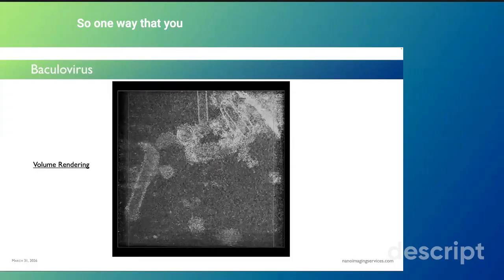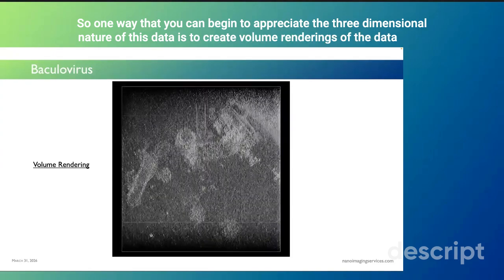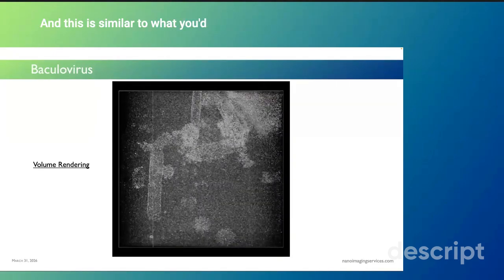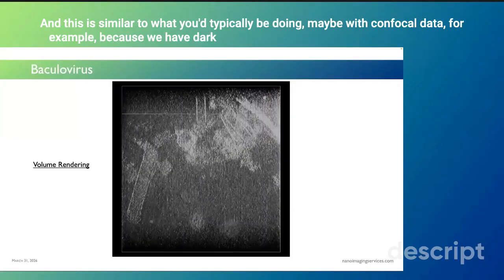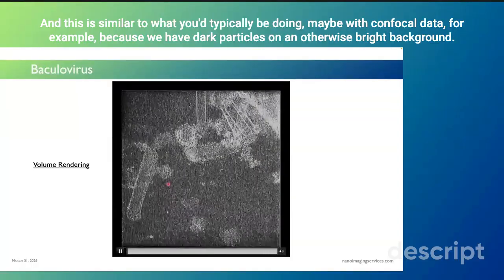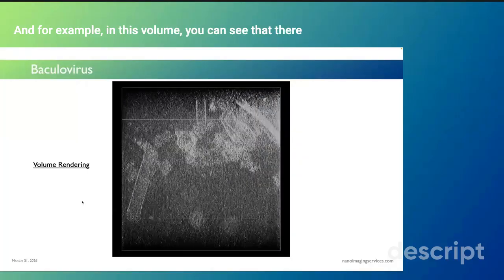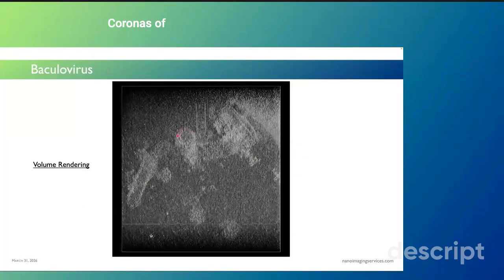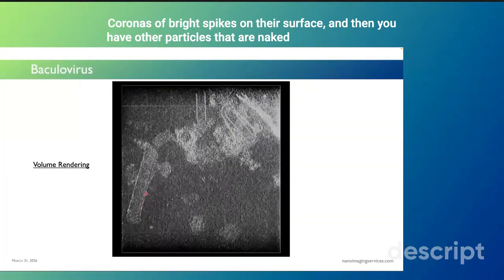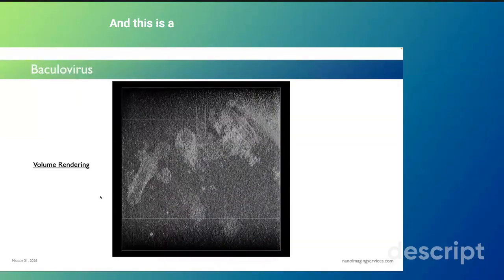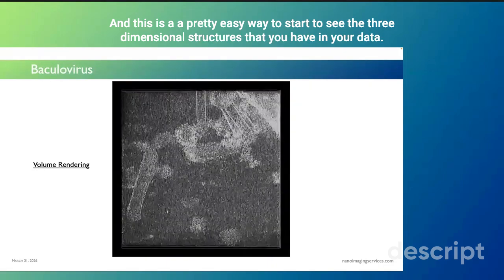So one way that you can begin to appreciate the three-dimensional nature of this data is to create volume renderings of the data sets. This is similar to what you would typically be doing with confocal data, for example, because we have dark particles on an otherwise bright background. You can have some success with this approach. For example, in this volume, you can see that there are some particles that have these coronas of bright spikes on their surface, and then you have other particles that are naked and lack the spikes. This is a pretty easy way to start to see the three-dimensional structures that you have in your data.